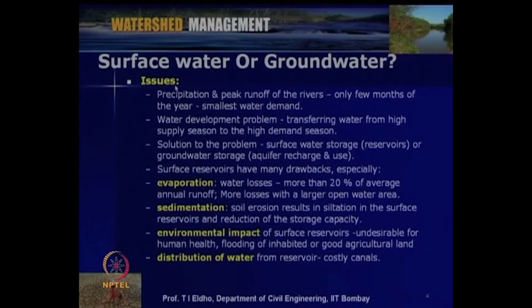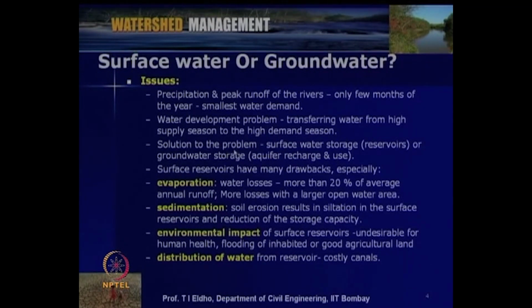So, as far as water utilization is concerned, either surface water or groundwater, the main issues are, as we discussed, the precipitation and peak runoff in the rivers occur only for a few months of the year. So, actually during the time when rainfall is there, water utilization is very small. So, when demand is small, then the availability is plenty. And then there is the water development problem, like transferring water from high supply season to high demand season. You can see that in the summer season there will be high demand, but the availability is less.